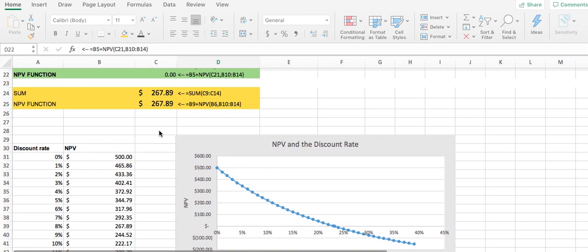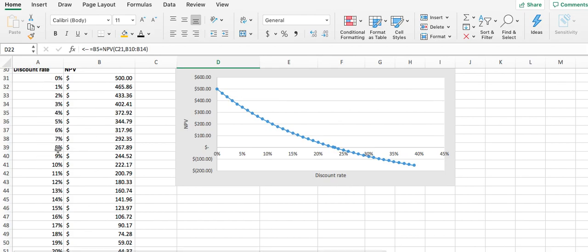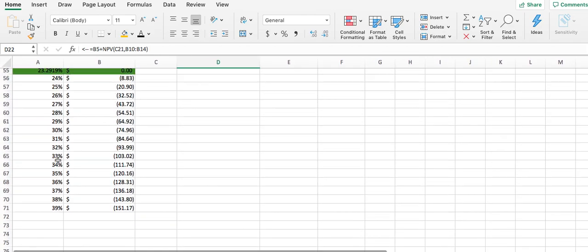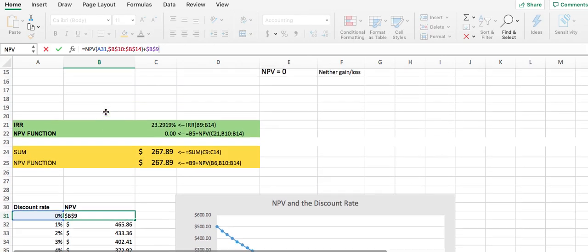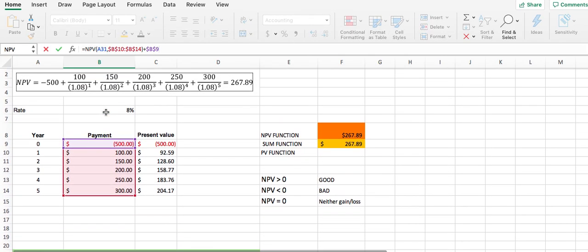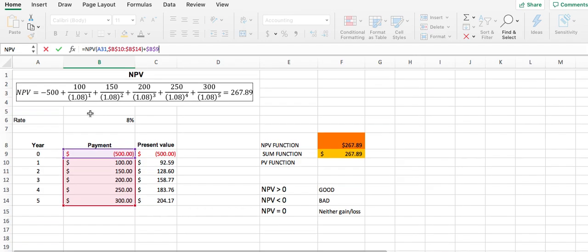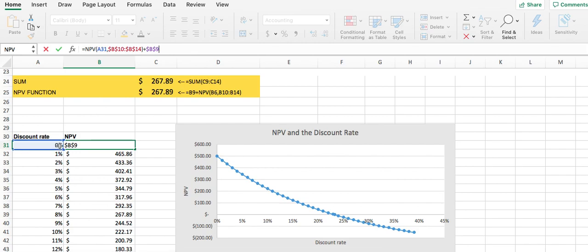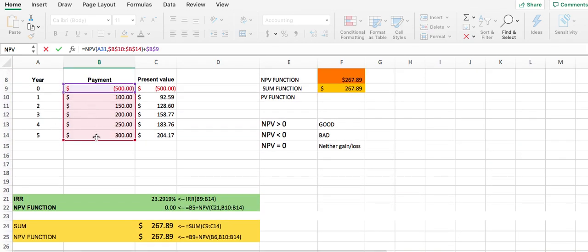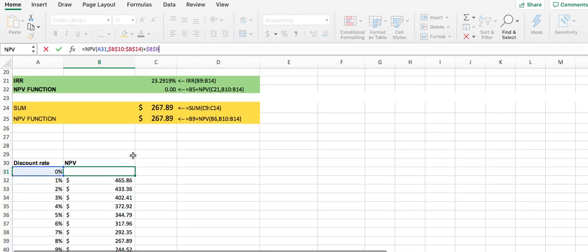Let's look at different discount rates. So here I have discount rates ranging from 0 all the way down to 39%. At 0% discount rate, the net present value is $500. And where did we get this from? By using the payments we had at the beginning and adding that with the initial rate, which is 0%, and using these payments plus the initial payment.